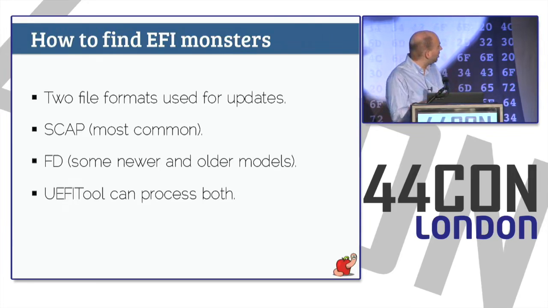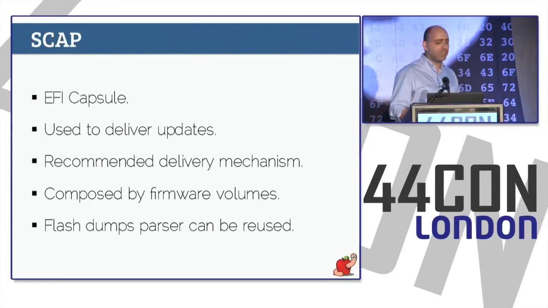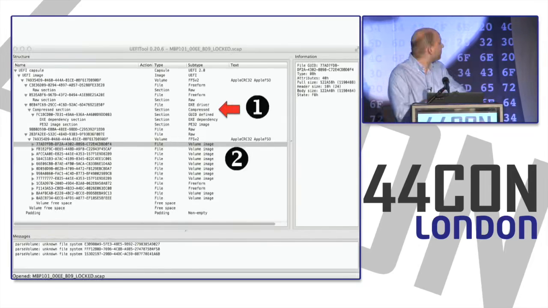I don't know why. The SCAP is something that comes from Intel. They recommend this as the delivery mechanism. It's basically something with the firmware volumes. So if you have the same parser, you can parse the SCAP. You can see here an example. This is the flasher, the binary that will flash, and this is the contents of the firmware of the updates.